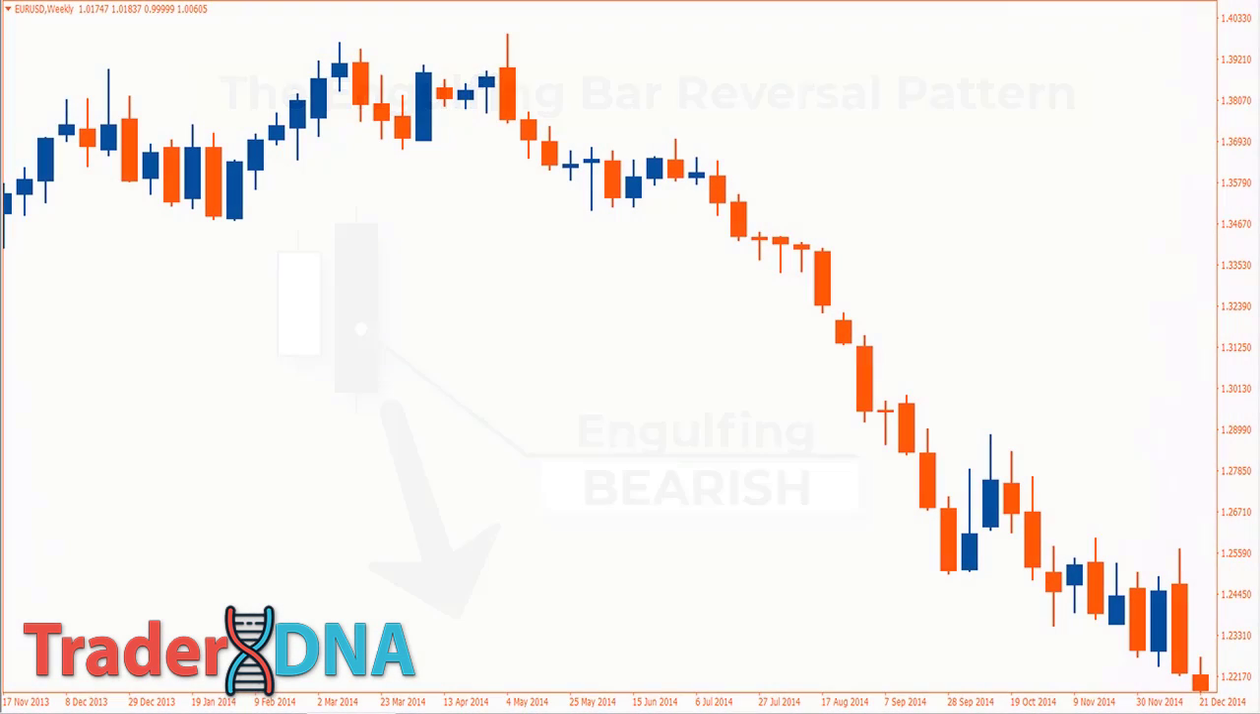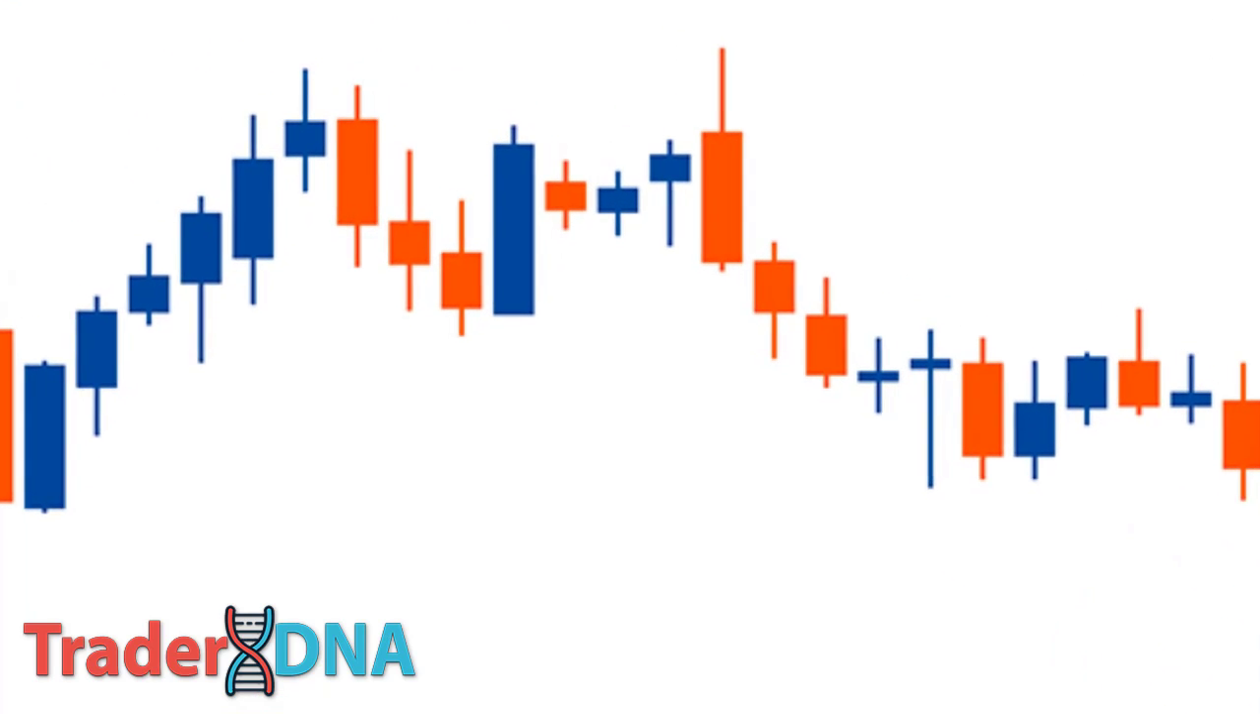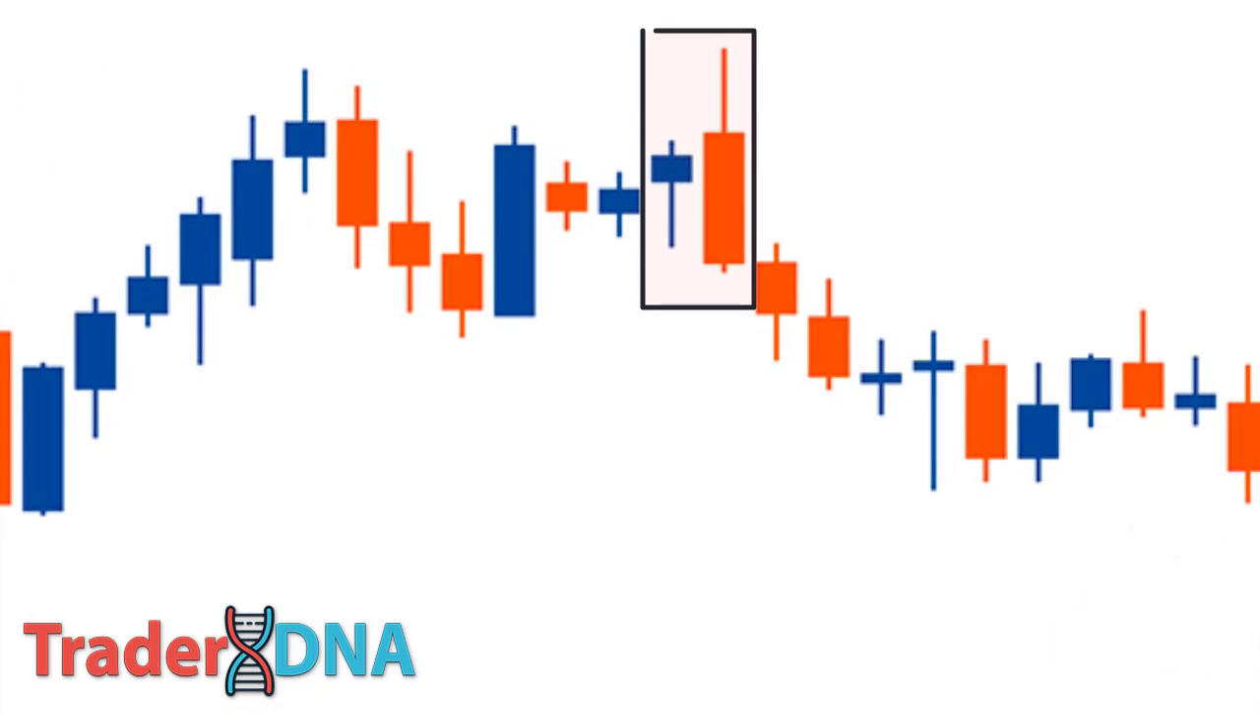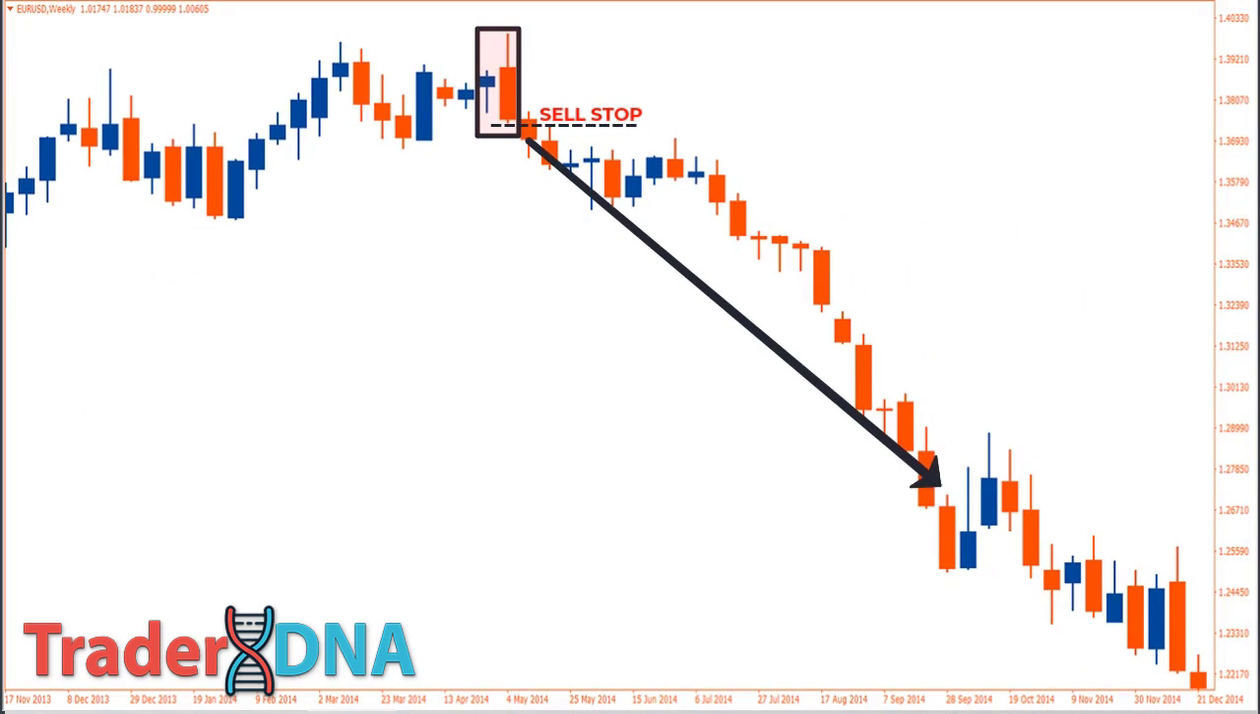Based on this chart, we can see that there is a large bearish candlestick that has engulfed the previous smaller bullish candlestick. In this case, it would be wise to place a sell stop order a few pips around the low of the pattern and target the next pivot zone. This would most likely be a win with a decent risk to reward ratio.